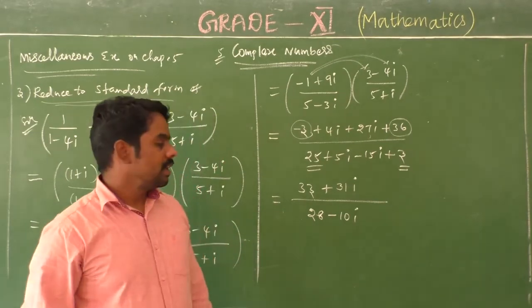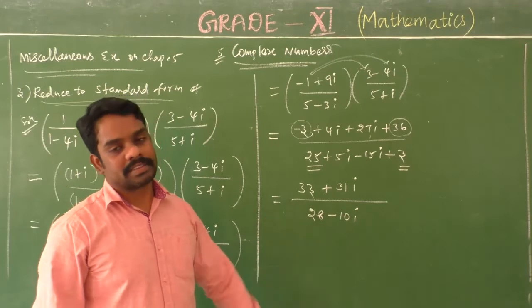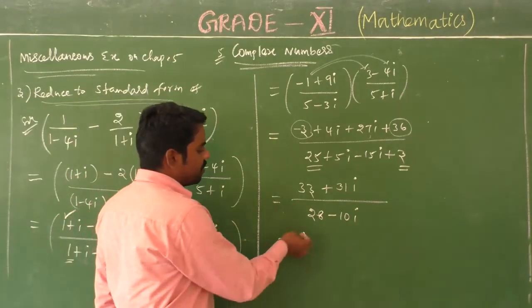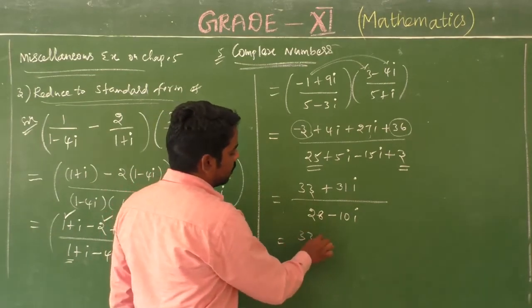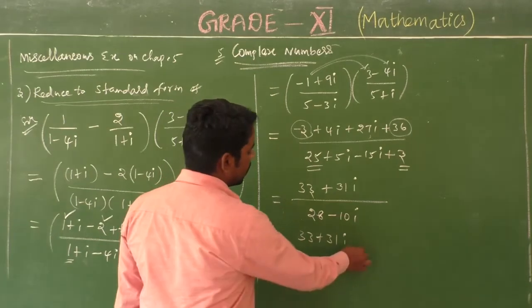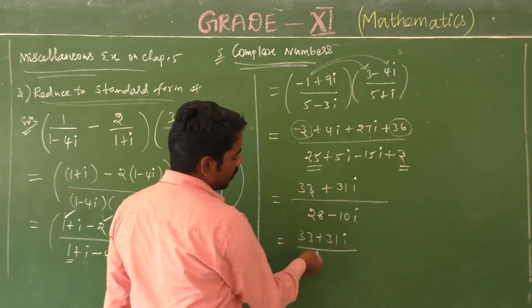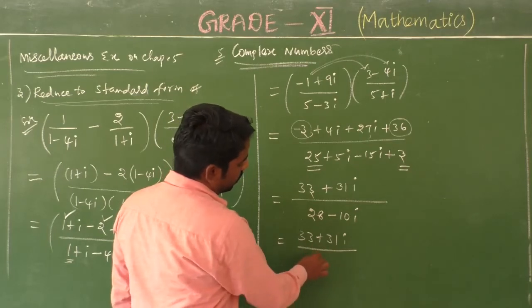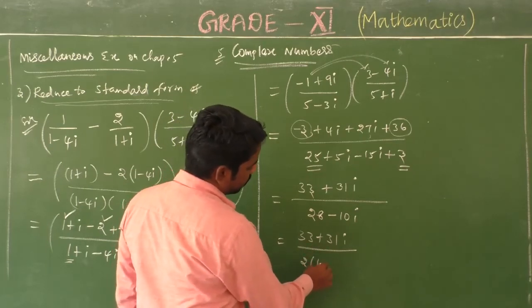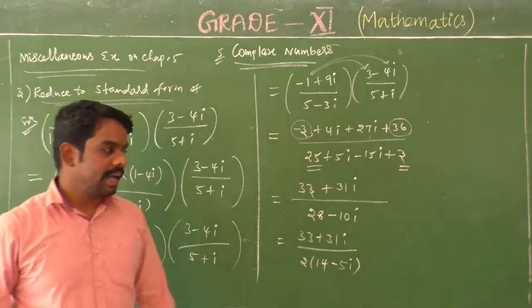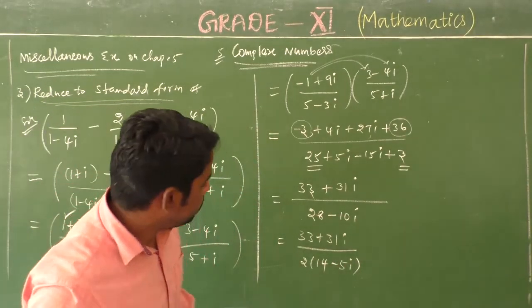Okay? Right. Fraction, division of two complex numbers. Simplify this: 33 plus 31i divided by 28 minus 10i. Take 2 common on both sides, so it becomes 14 minus 5i. Okay? Right. Next.